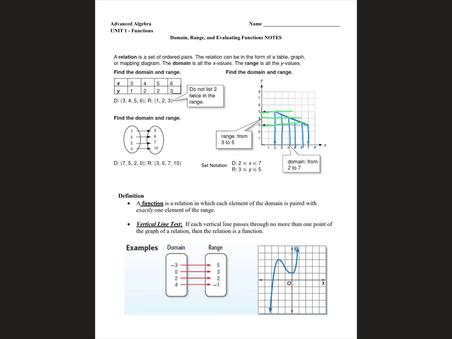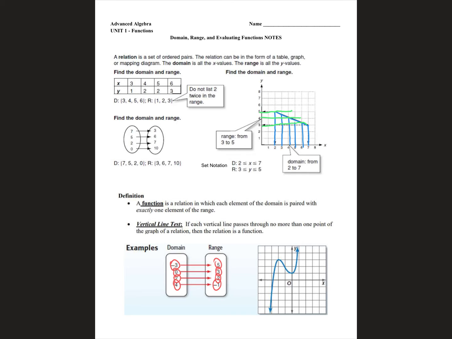The left column is my domain, the right column is my range, and you can see that every single input value in my domain corresponds to exactly one output value in my range. So we have -3 corresponds to 5, 0 corresponds to 3, 2 gives me out 2, 4 gives me out -1. All right, that is a function. Each input has exactly one output.